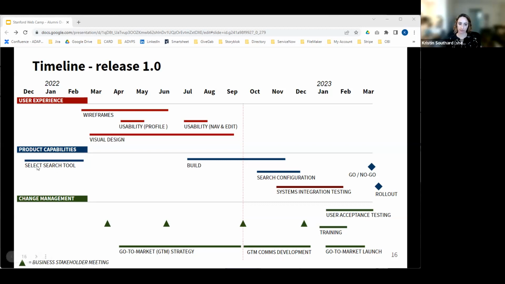Also, additionally, you'll see in here the product capabilities. So this is when we realized we did need to have a vendor for the search, Coveo, which is what we ended up going with. And so that's that middle part right there.